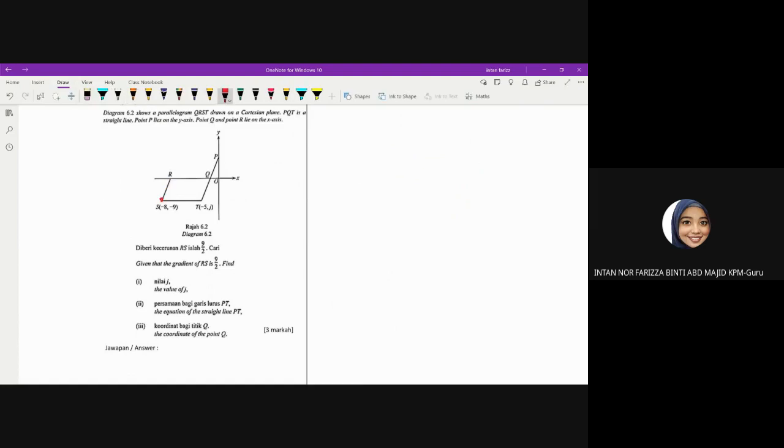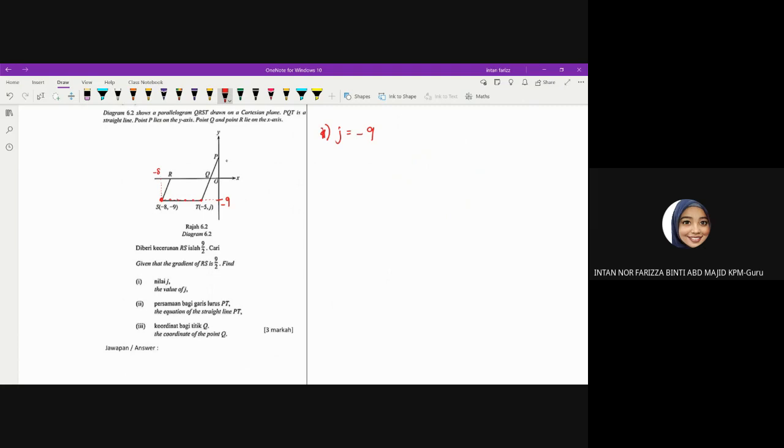Okay, let's focus on this point. So this one maksudnya apa? This is -8, right? When I go here, it is -9. So anything that is located along this line, okay, y coordinate dia akan jadi -9. So J is berapa? J is equals to -9. Itu sahaja, tak ada jalan kira pun girls. Okay? Alright. Now, number 2.